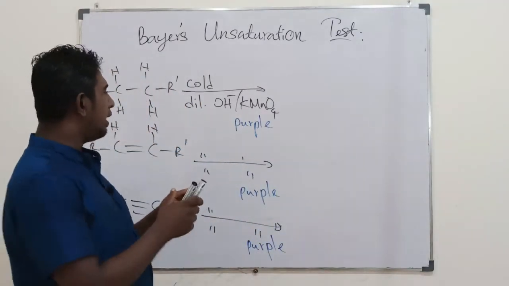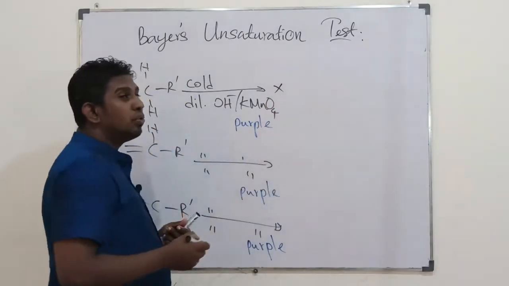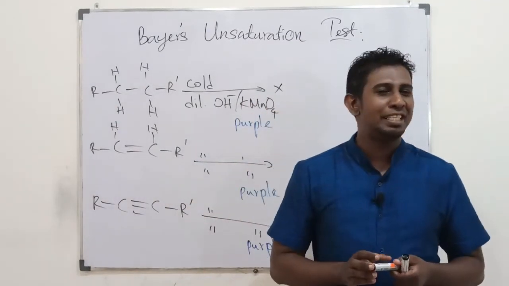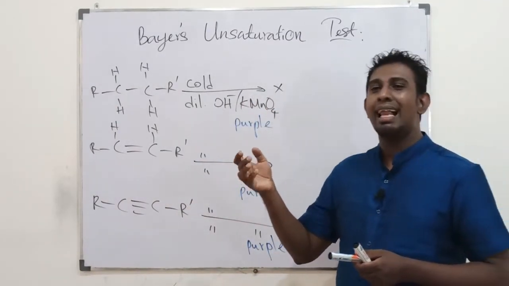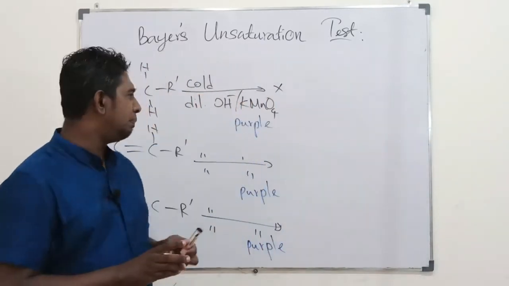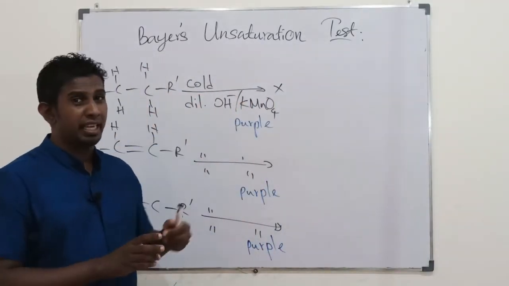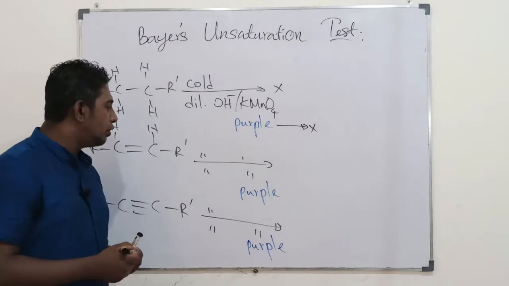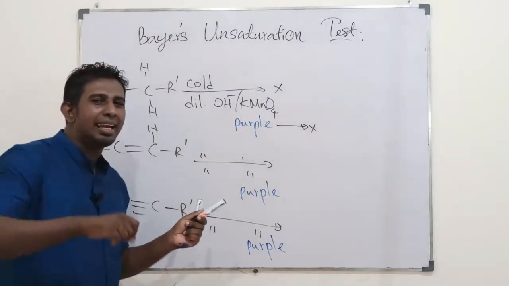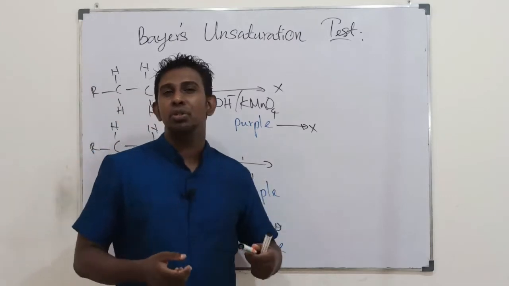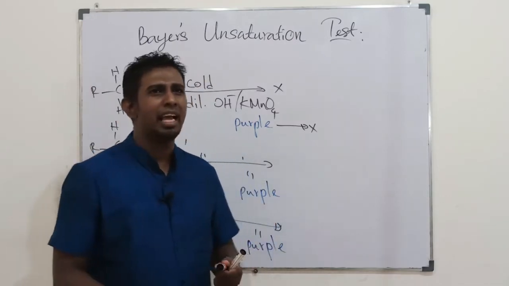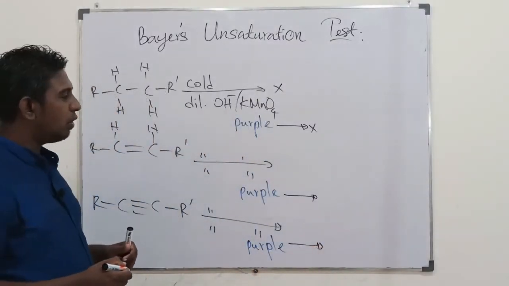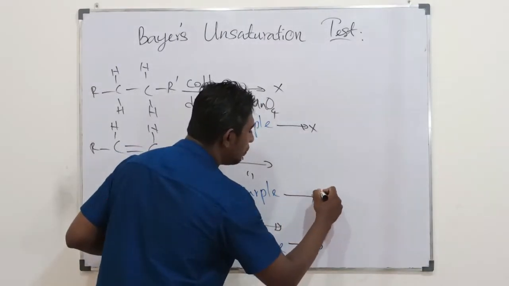It's anyway not with alkanes. Alkanes do not have pi bonds. Therefore, this cold dilute alkaline potassium permanganate does not react with alkanes. Therefore, the purple color remains the same. It is not harmed. But students, in alkenes and alkynes, this potassium permanganate is going to react. Therefore, its purple color would reduce. We call it decolorize, or it would turn colorless.